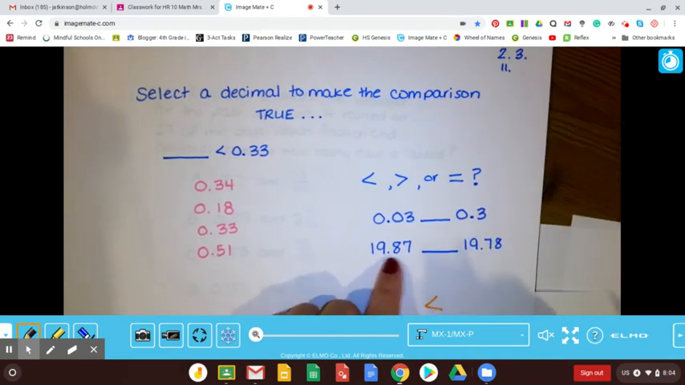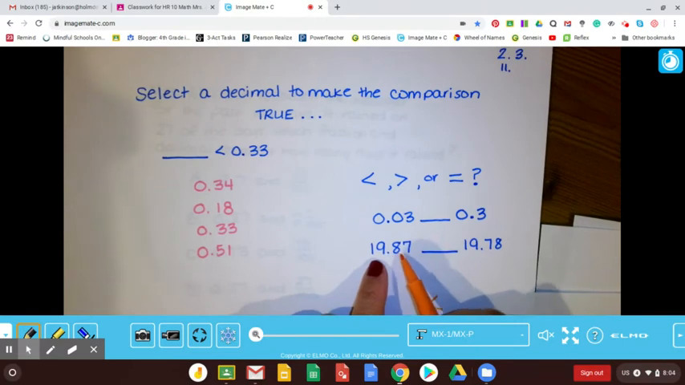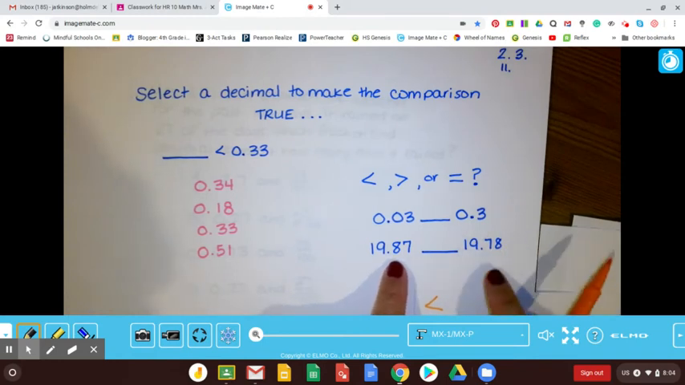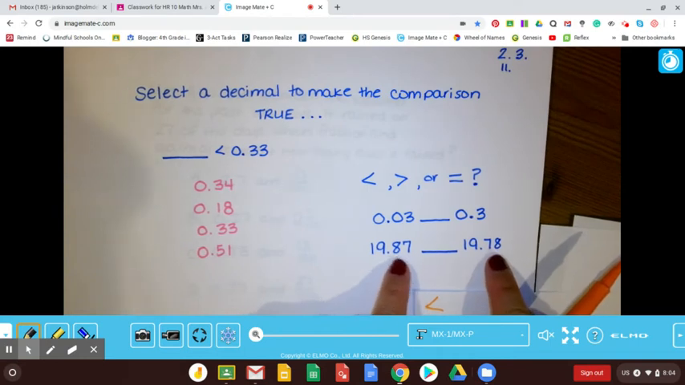All right, let's do this one. We have 19 and 8700ths compared to 19 and 7800ths. All right, this is a tricky one because some kids might look at this really fast and be like, oh, they're equivalent. They're both the same. But that is not the truth.